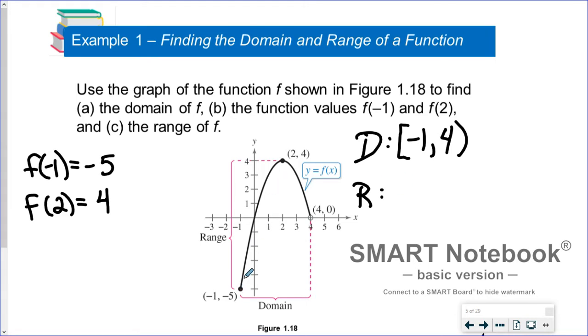All right, so the lowest y value here is -5, and I will be including that because this is a closed circle. The highest point this graph goes to is +4. I will be including that as well because of this closed circle. So my range is from -5 to 4, including both.